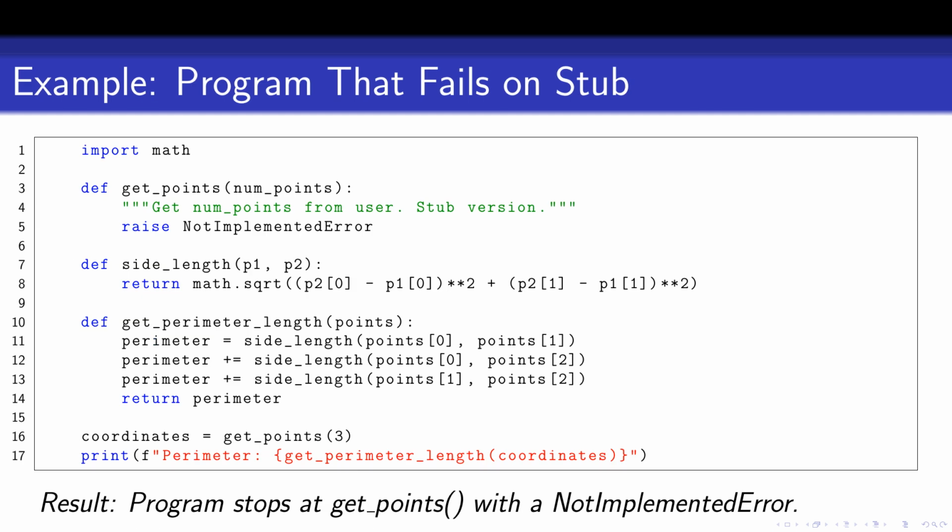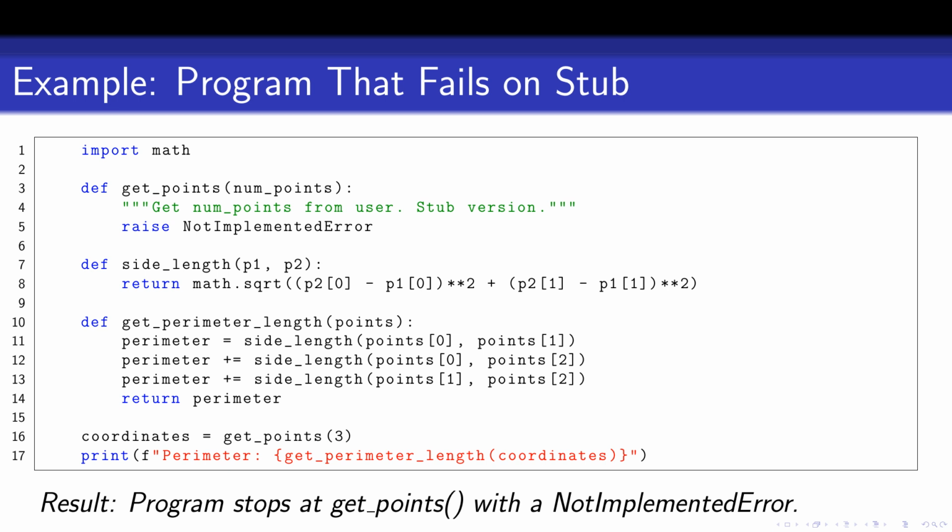This is an example of a program that raises NotImplementedError when a stub function is called. In this case, getPoints is a placeholder function that's supposed to collect coordinate data from the user. But since it hasn't been implemented yet, the function raises an exception immediately. This prevents the rest of the program, which calculates the perimeter of a triangle, from running. Notice that the other functions, like sideLength and getPerimeterLength, are complete and ready to work. By raising an error in getPoints, the program ensures that all required input logic is in place before proceeding with dependent calculations.